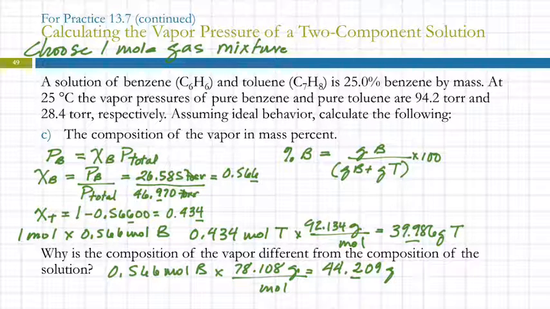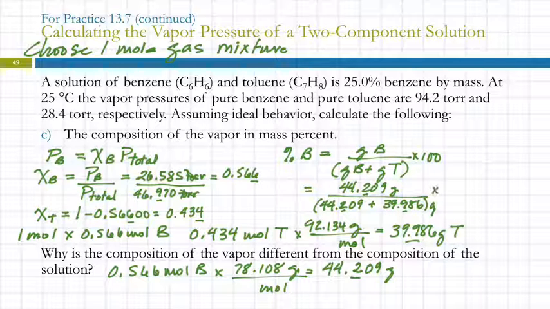Now I have the masses of each. So I can plug those masses into this equation. So 44.209 divided by the quantity 44.209 plus 39.986, close parentheses, times 100, 52.5.